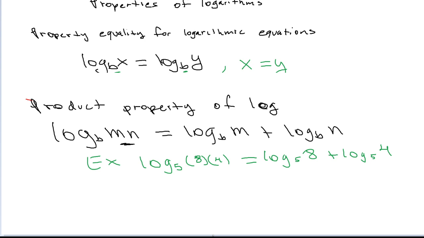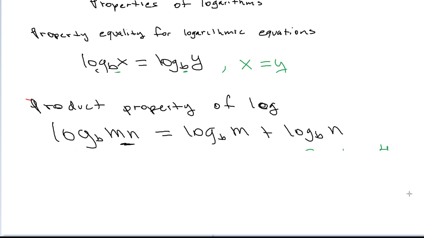The next property is what we call the quotient property of logarithms. So you guys remember what quotient means? Quotient is the answer to your division problem. So the quotient property of logarithms.